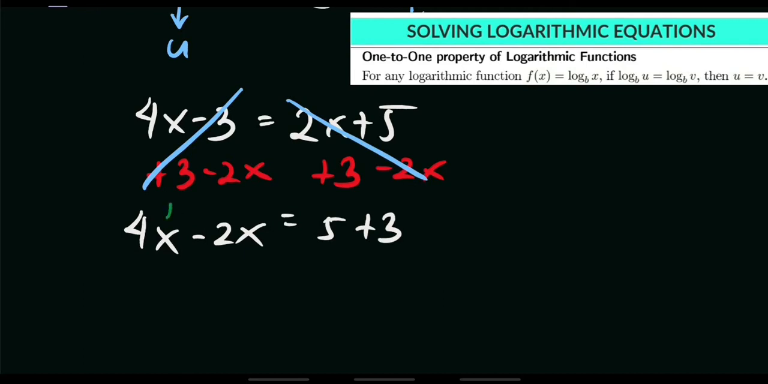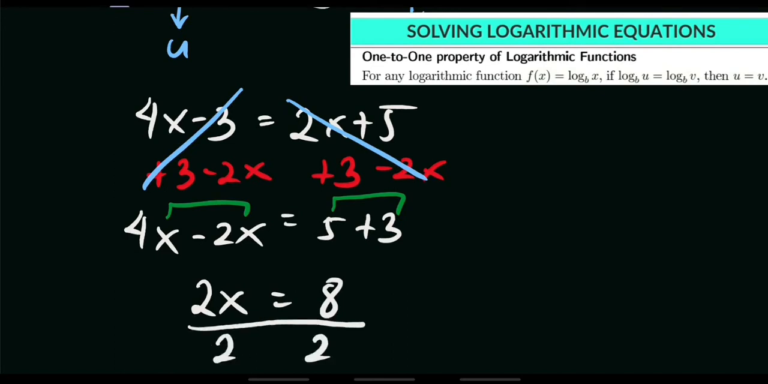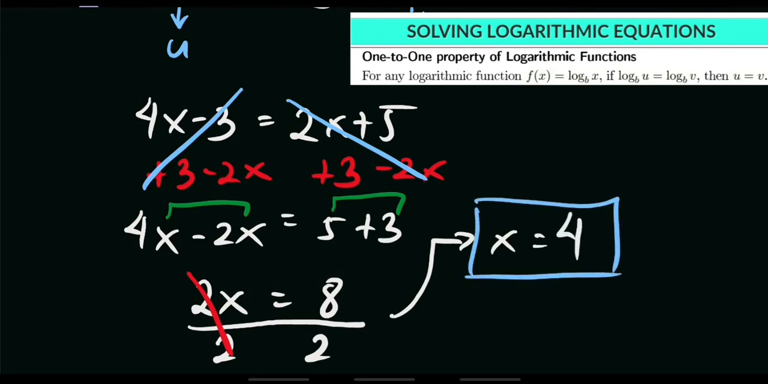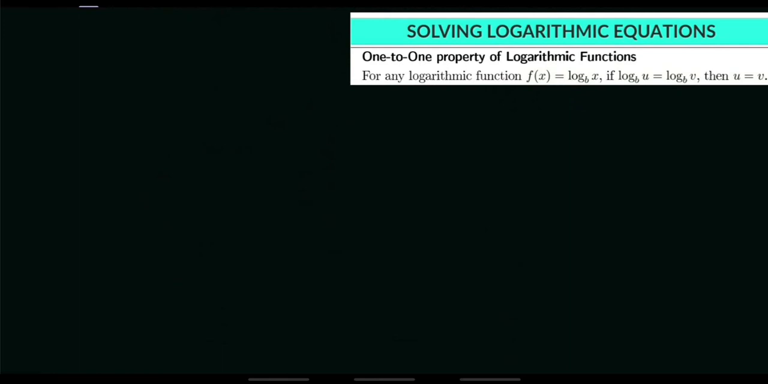So 4x minus 2x is 2x, and that equals 5 plus 3, which is 8. Let's solve for x. Divide this expression by 2 on both sides, cancel out 2. Therefore, x equals 8 divided by 2, or simply 4. And that's it, that is our final answer. That is the concept of the one-to-one property. Next, let's solve another problem, example number 3. Let's say we have the logarithm of 3x plus 1.